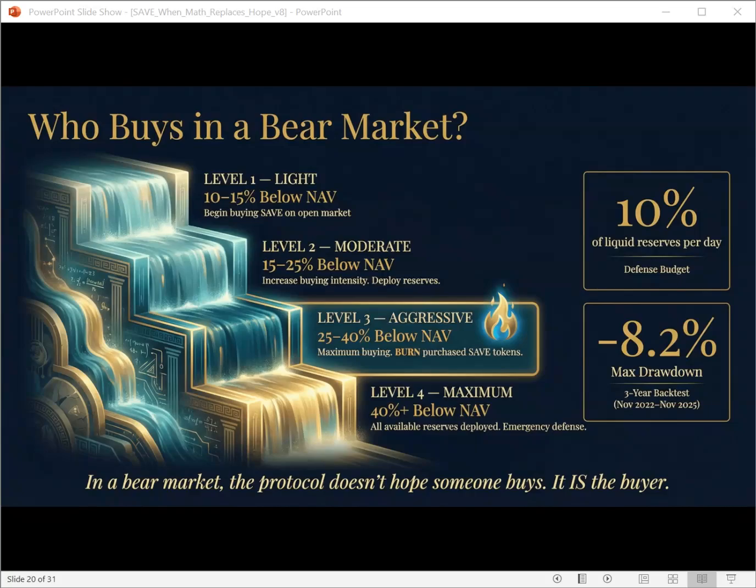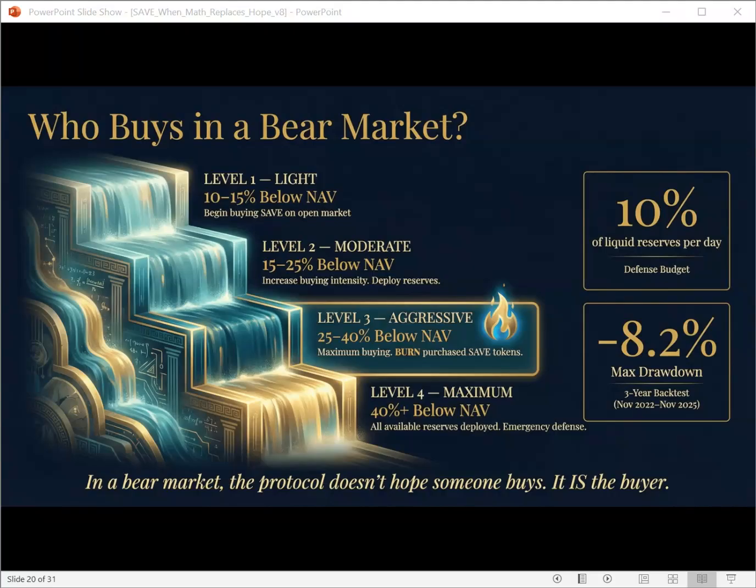So everyone wants to know who is going to buy my bags in a bear market. Every asset has the same vulnerability. When fear takes over, buyers disappear. Prices crash not because the asset is worth less, but because nobody is willing to bid. SAVE has a built-in buyer that never panics, never sleeps, and never runs out of conviction. NAV defense is a protocol mechanism that activates when SAVE trades below its NAV in the SAVE Ocean. It uses up to 10% of liquid reserves per day to buy SAVE below NAV, providing a persistent bid that prevents the kind of cascading liquidations that destroy other assets.